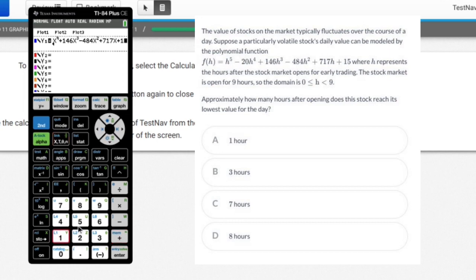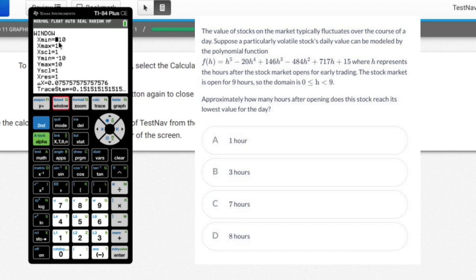All right, it gives us a domain of 0 and 9. So what I'm going to do is go to my window. Instead of using 0 and 9, I'll give it some wiggle room, -1, and I'll leave that at 10. So let's hit graph and see what we have. Terrible, absolutely terrible.